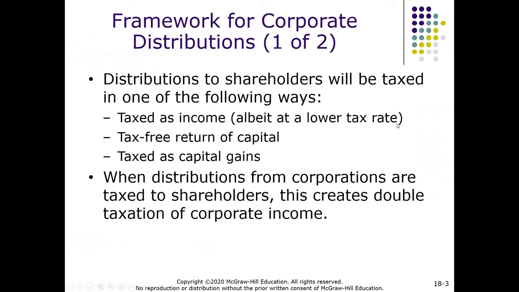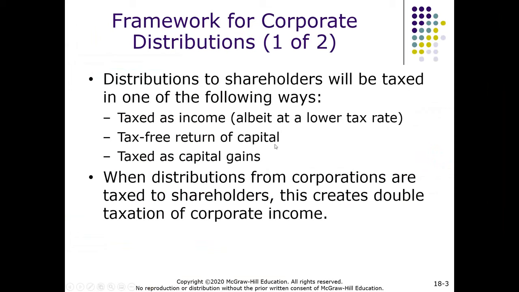In my case, it was definitely at a lower rate than ordinary income would have been because I got preferential capital gains treatment. Now, if I'm a corporation and, for example, instead of paying you a distribution from earnings and profits, I hand out cash in excess of my earnings and profits, that's going to be handed to you as a tax-free return of capital.